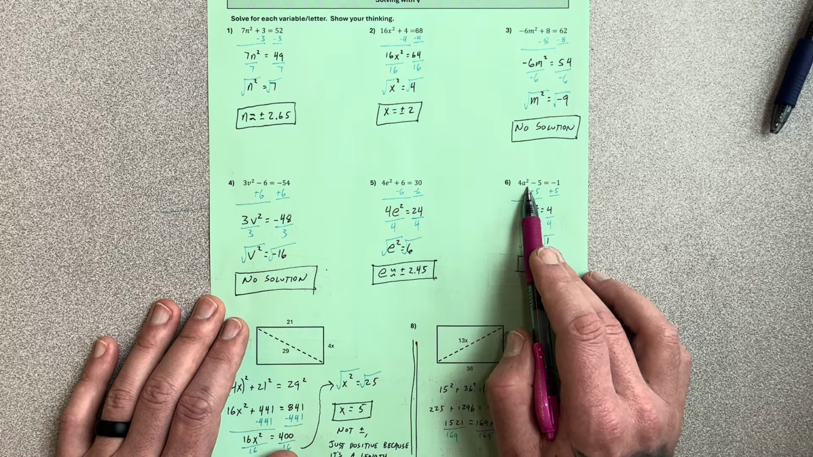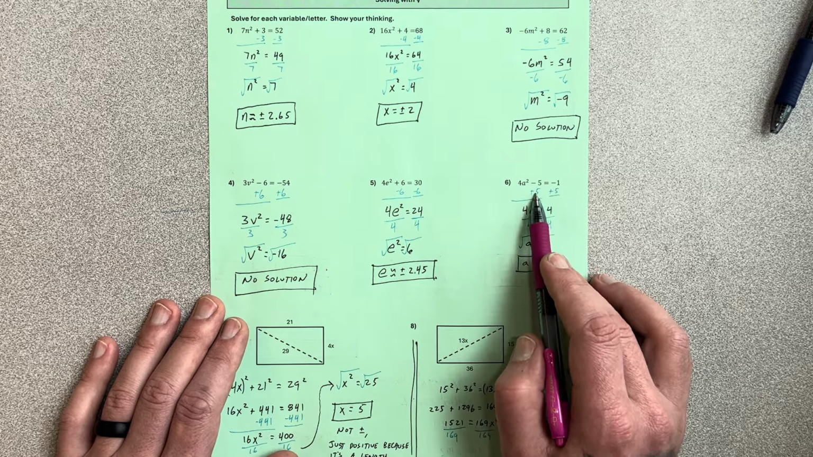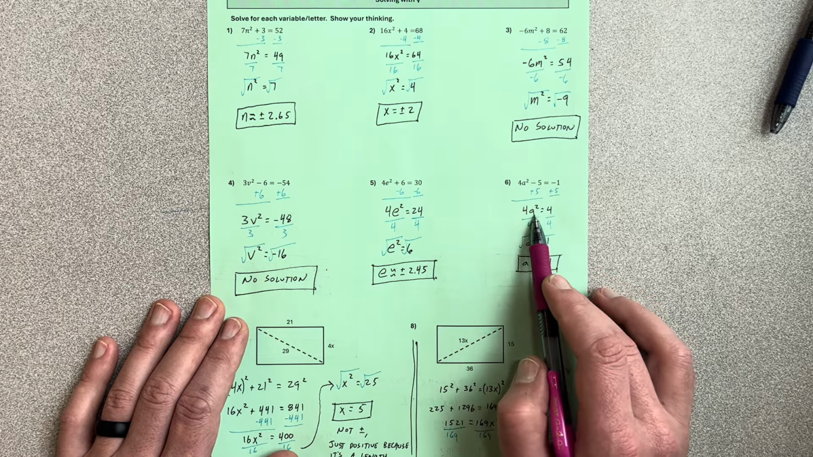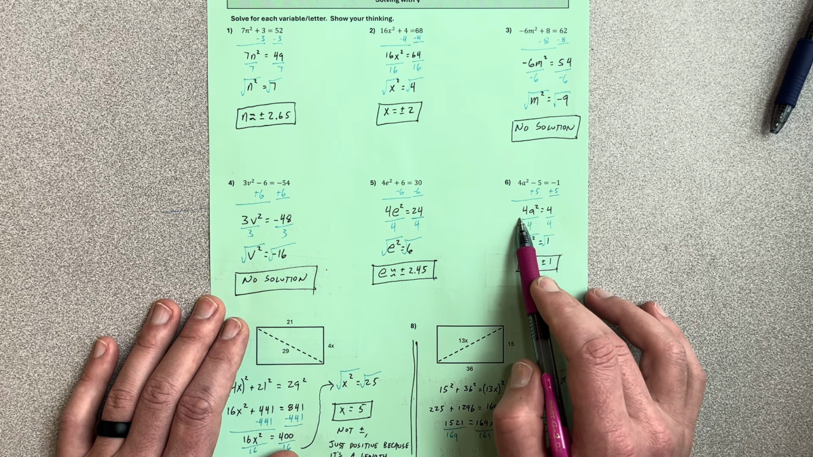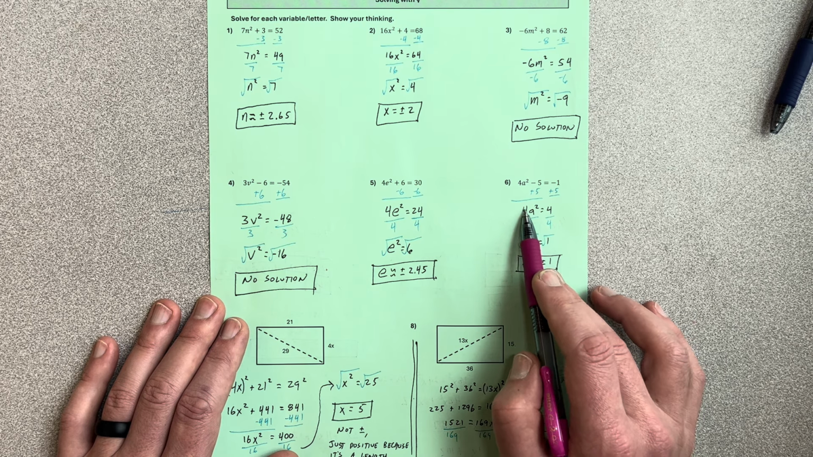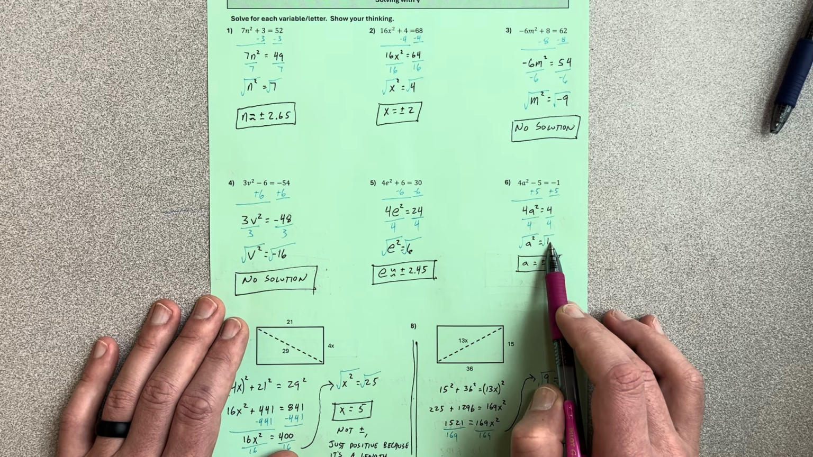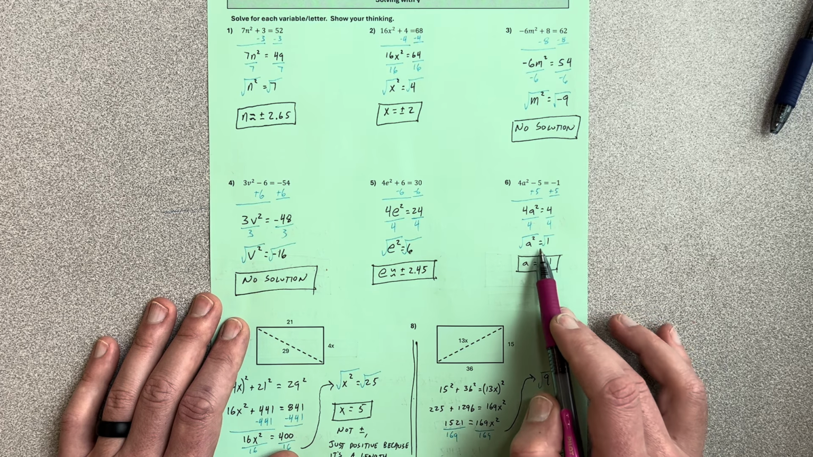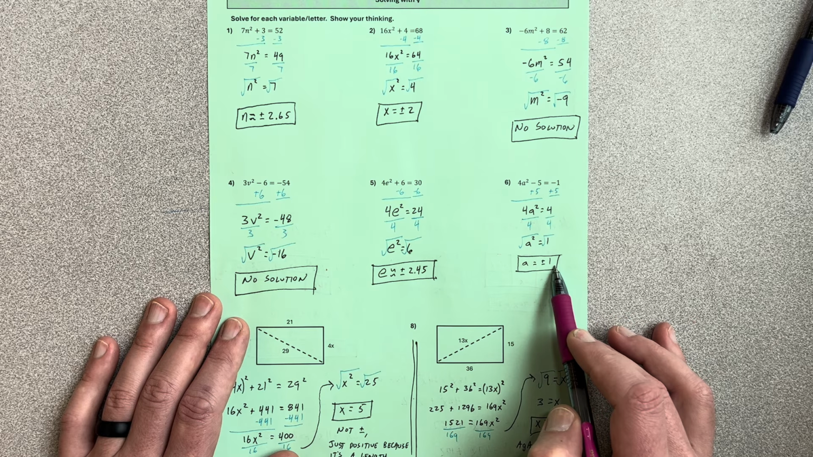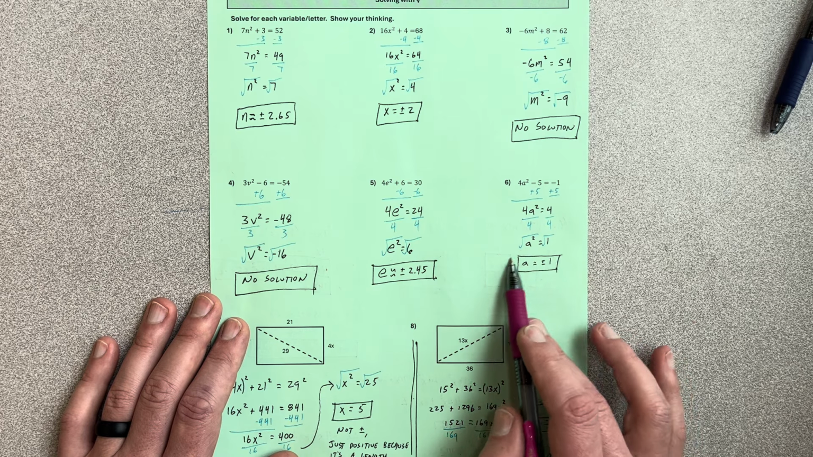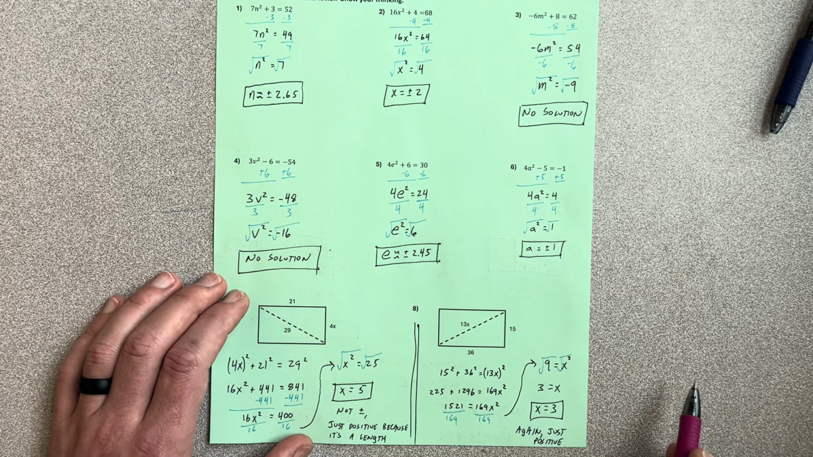Number 6, 4a squared minus 5 equals negative 1. Add 5 to both sides to learn that 4a squared equals 4. Divide both sides by 4 because nobody cares what 4a squared equals. So let's get rid of that 4 to learn that a squared equals 1. Square root both sides, and of course 1 times 1 equals 1, but it's also true that negative 1 times negative 1 equals 1. The solution here is when a equals plus or minus 1.